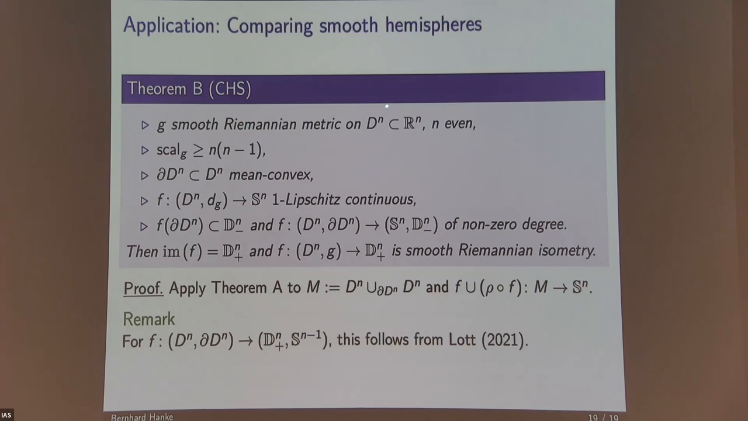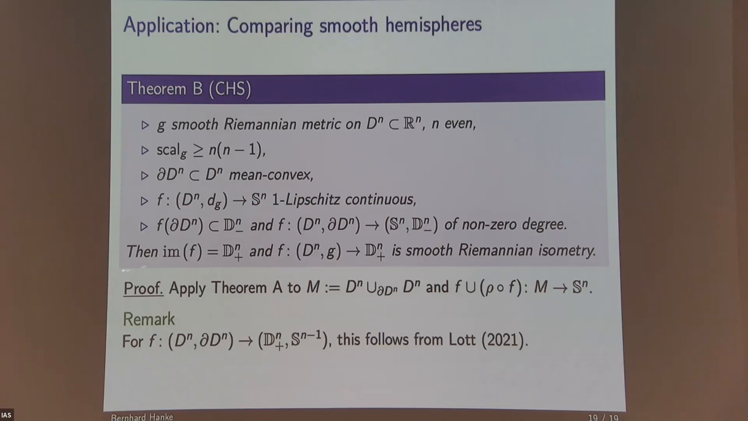Take the usual ball, Dn, and take some smooth Riemannian metric on Dn, whose scalar curvature is bounded below by n times n minus 1. And we also assume that the boundary is mean convex with respect to the interior normal, like when you take the usual unit ball and this property is fulfilled. It's mean convex. And now let's take a map of this hemisphere to the n sphere, which is one Lipschitz continuous. I mean, you can take a smooth map even, then it's still non-trivial. Let's take a smooth map, which is one Lipschitz continuous or just any map.